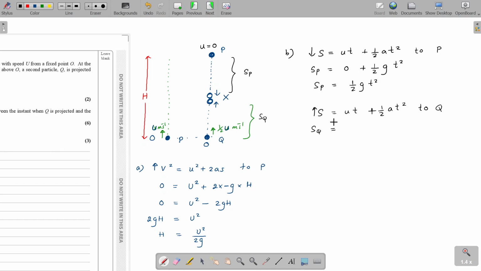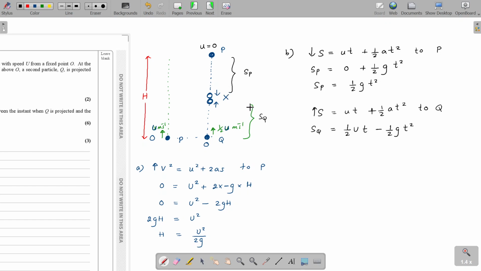Initial velocity is, I'm choosing upwards as positive because particle Q is moving upwards. Initial velocity is half u, and time taken is t, because both of them I'm using the same t. The t value taken by both P and Q are the same. Don't use t1, t2. And since this is going upwards, the acceleration due to gravity is negative g. So shall I write this as minus half gt square? Are you with me?